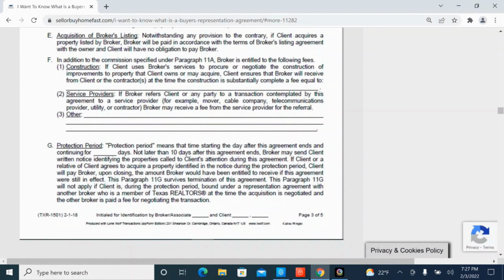Now again, G is what we call a protection period of the agreement. A lot of times, an agent will probably put 30 days in this spot to say that if for some reason the agreement terminates on this particular date, the protection period will extend this buyer's representation agreement. That's what it means. So if it gets extended 30 days, that means this agreement will extend out another 30 days. And it says no later than 10 days after this agreement ends, the broker may send the client written notice identifying the properties called to the client's attention during this agreement. So this is what it is.